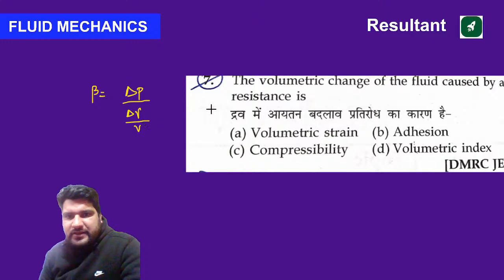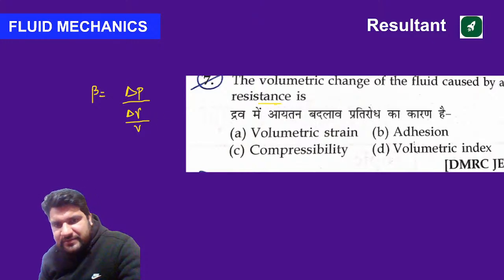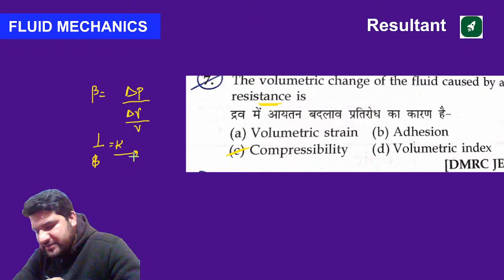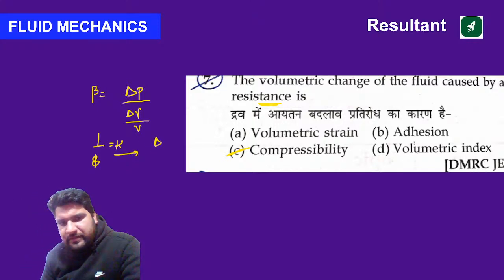Resistance means here the pressure. So the volumetric change caused by this resistance is simply nothing but the compressibility. So 1 upon beta is K, that is compressibility. Now the compressibility will be volumetric strain, delta V by V, upon the change in pressure.